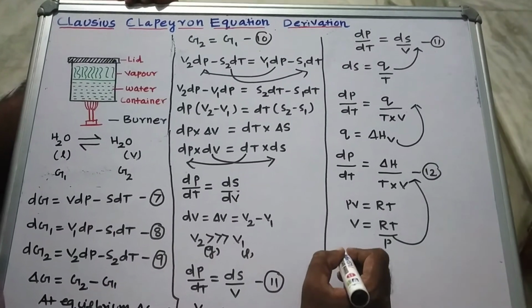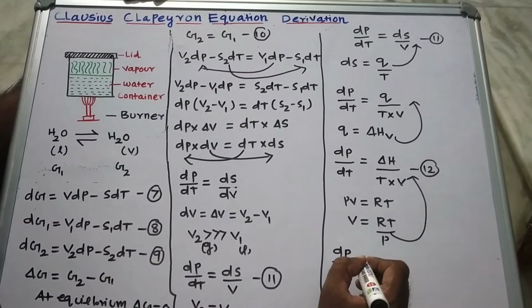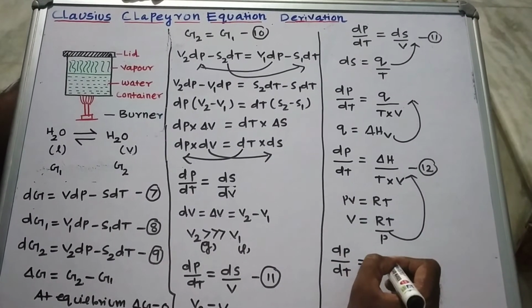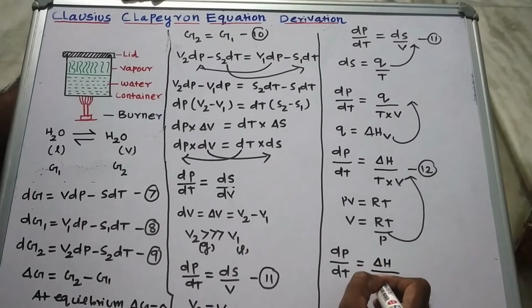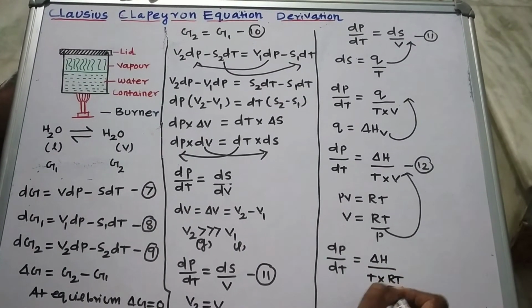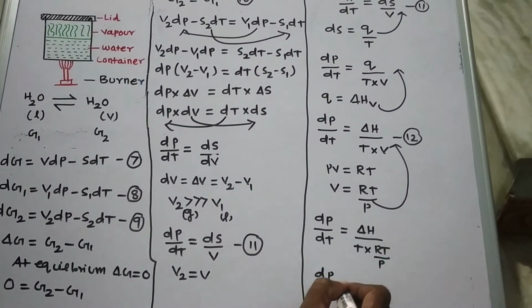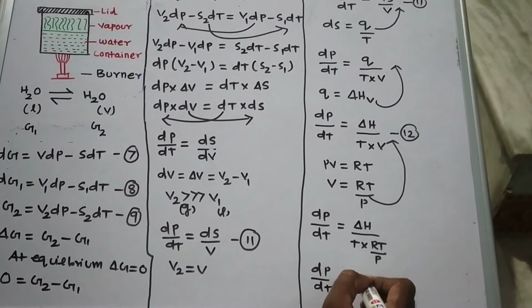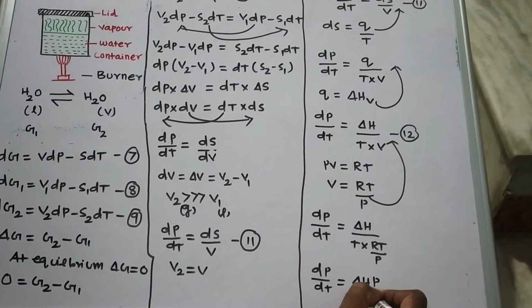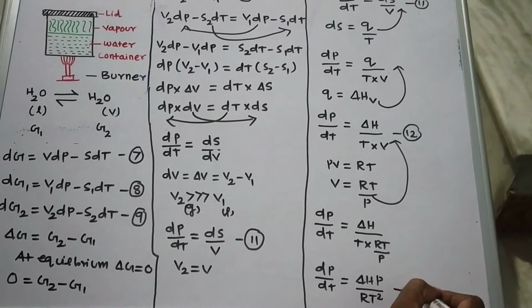So dP by dT is equal to ΔH by T into RT by P. So it becomes dP by dT is equal to ΔH into P by RT squared. So this is equation number 13.